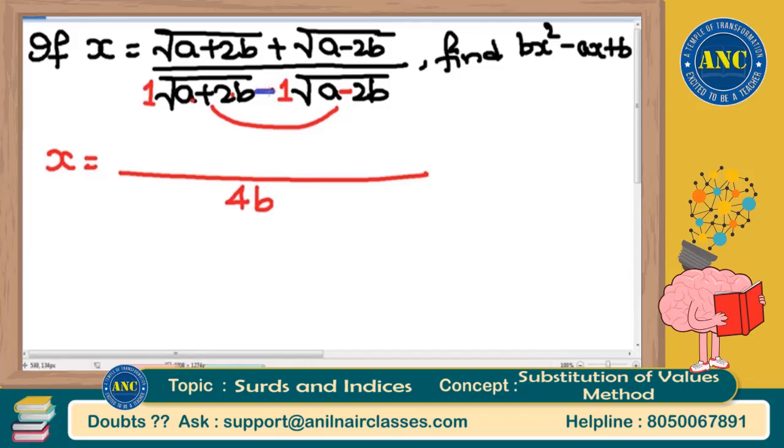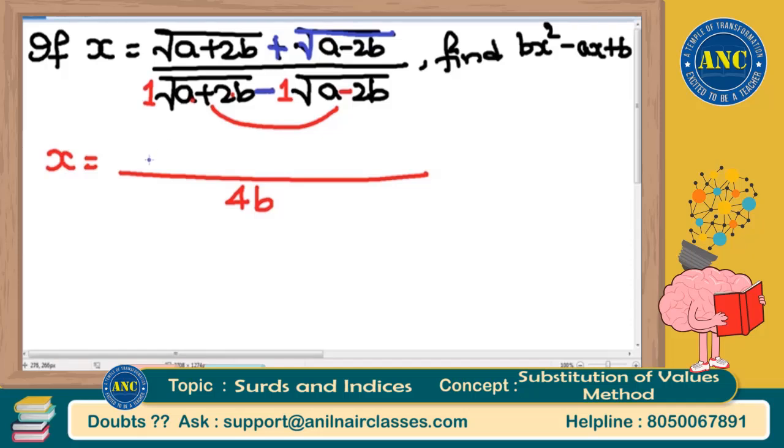Here I have minus. When it comes to the numerator, the rationalized term will be plus. Root of a plus 2b plus root of a minus 2b is already present. Again, root of a plus 2b plus root of a minus 2b will come in the numerator. That means it is root of a plus 2b plus root of a minus 2b whole square. That means it is x plus y whole square.